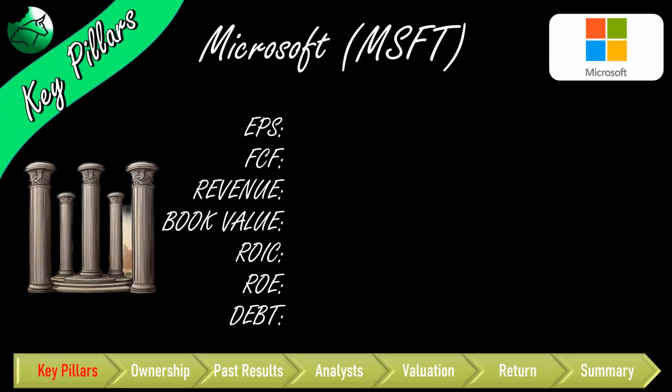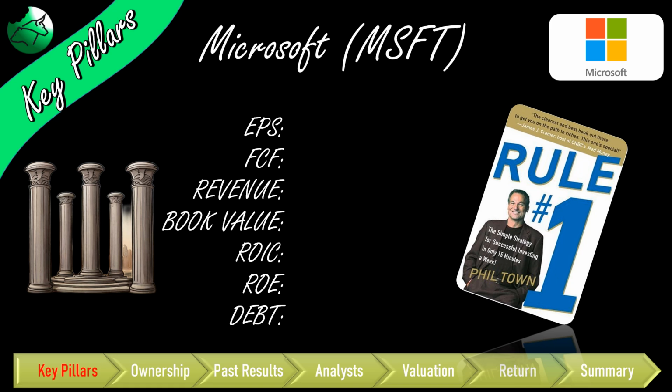Let's start by looking at the key pillars for the trailing 12 months. In the book Rule 1 by Phil Town, he suggests that these are the key metrics when first evaluating a business. The first pillar we are going to explore is the earnings per share. This is where we take the net income and divide it by the shares outstanding. The higher the number, the more profitable the company. Earnings per share is up 19% for the trailing 12 months.